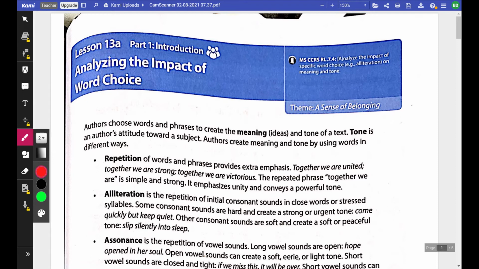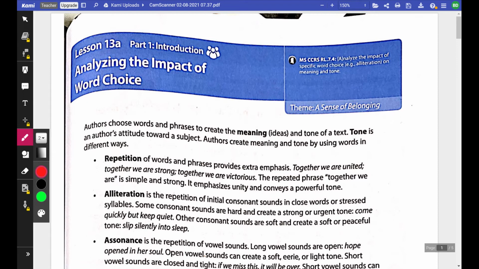Today we're going to be on page 137. We're looking at lesson 13A on page 137. So if you don't have your Ready Workbook out and you don't have a writing utensil, take a minute, pause the video, and make sure you have your materials. Okay, once you've got your materials out, let's go ahead and get started.